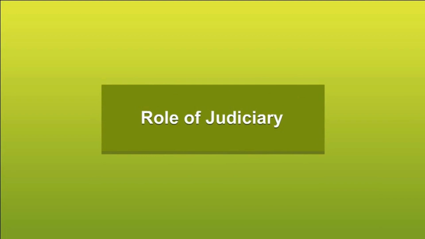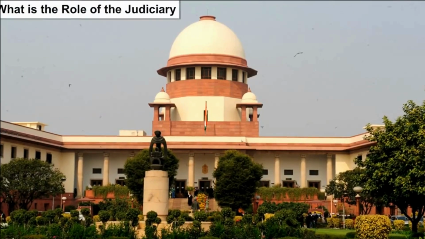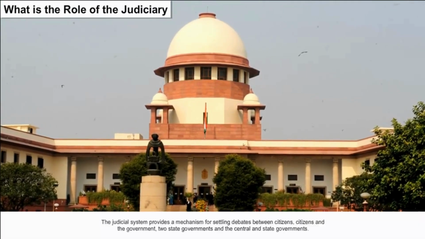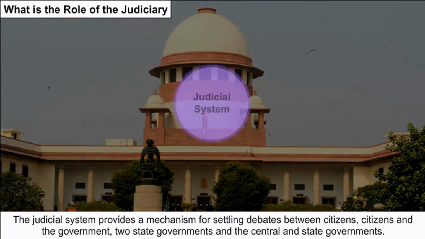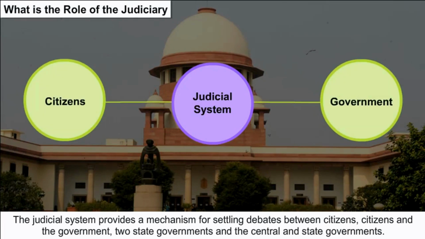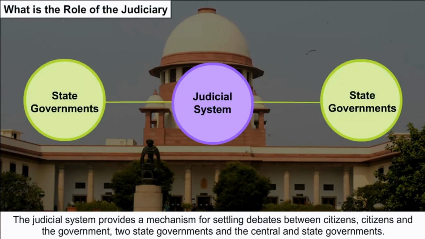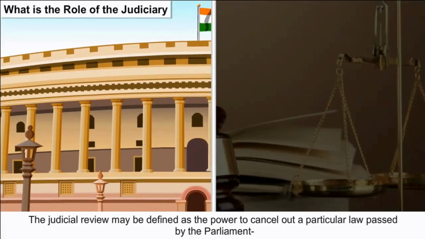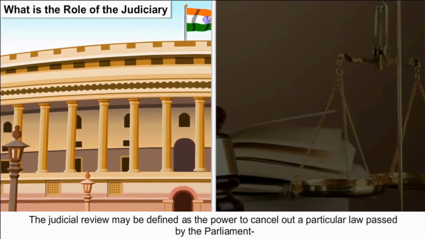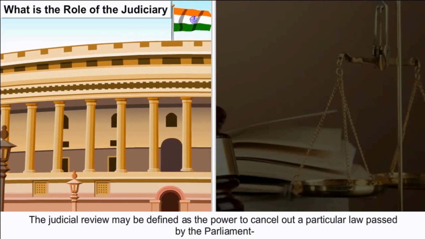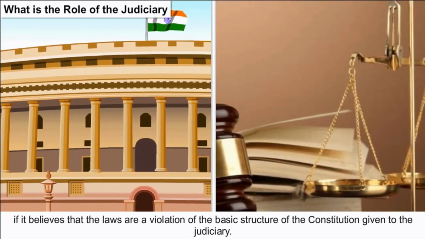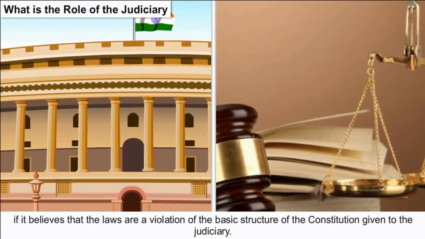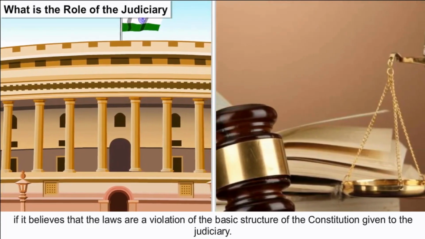Role of judiciary. What is the role of the judiciary? The judicial system provides a mechanism for settling debates between citizens and the government, two state governments, and the central and state governments. The judicial review may be defined as the power to cancel out a particular law passed by the Parliament, if it believes that the laws are a violation of the basic structure of the Constitution given to the judiciary.